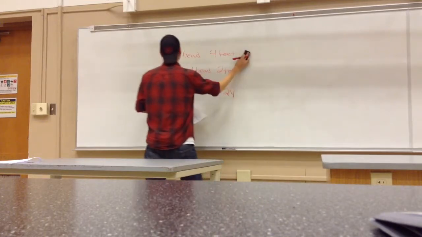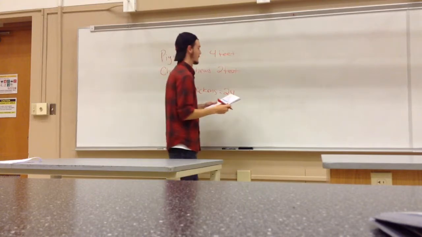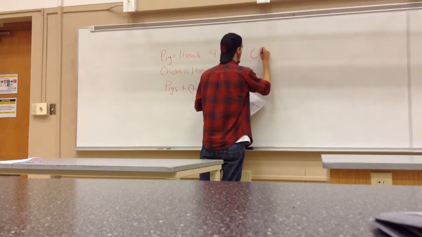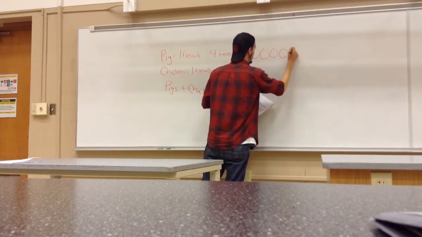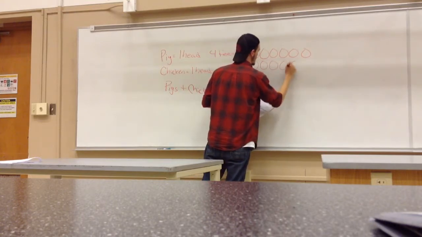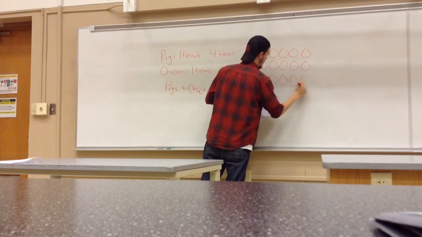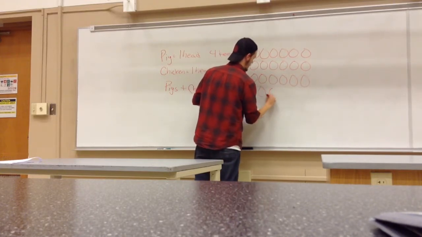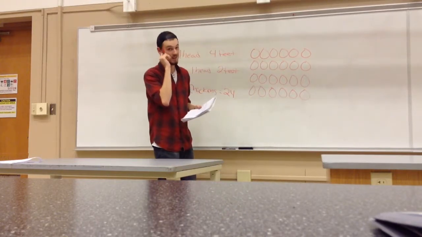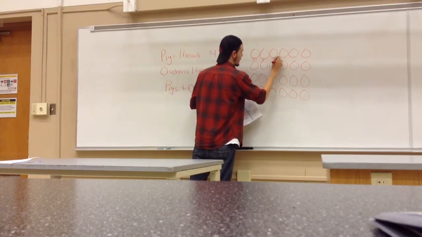Another way we could get it is by drawing a diagram. So, as the problem says, we have 24 heads. So we draw 24, and 6, 7, 8, 24. So we have our 24 heads. And now we're just going to make each one of these a chicken. So each one has 2 legs.